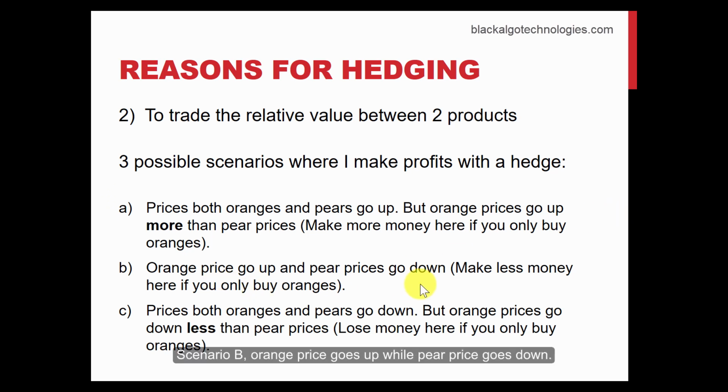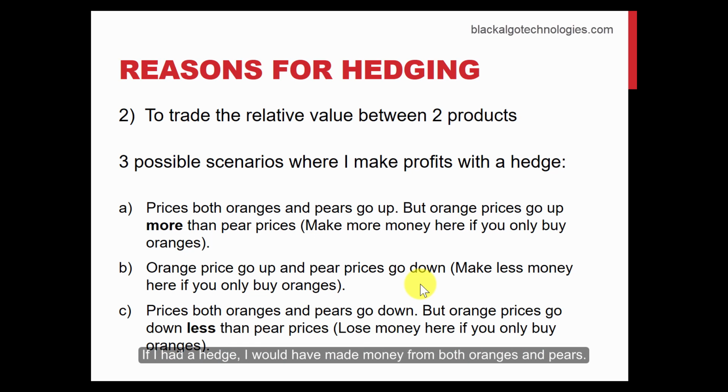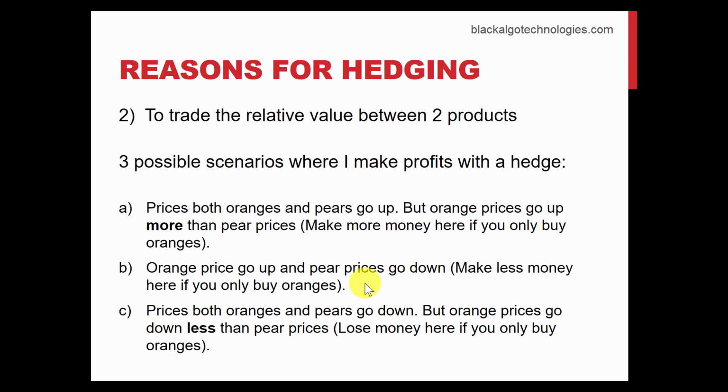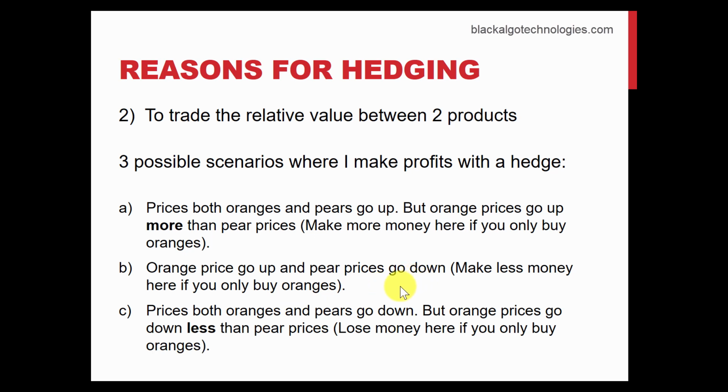Scenario B, orange price goes up, pear prices go down. If I have a hedge, I will have made money on the oranges, I will have made money on the pear. Without the hedge, I will have made money on the oranges only. So without the hedge, I will have made less money.